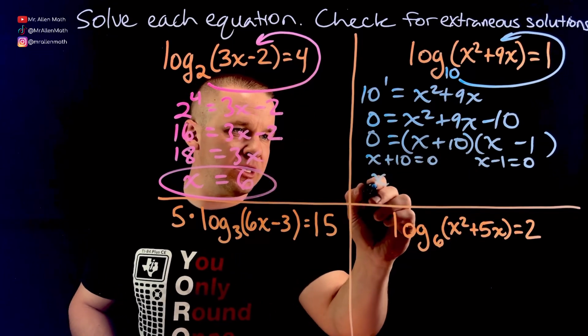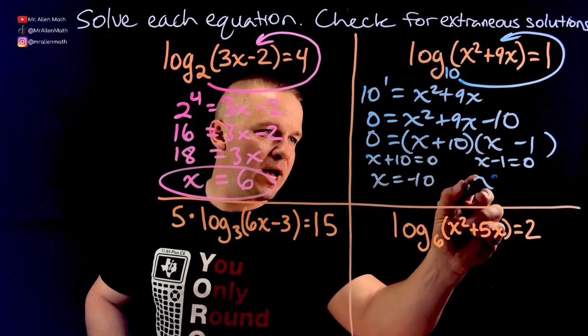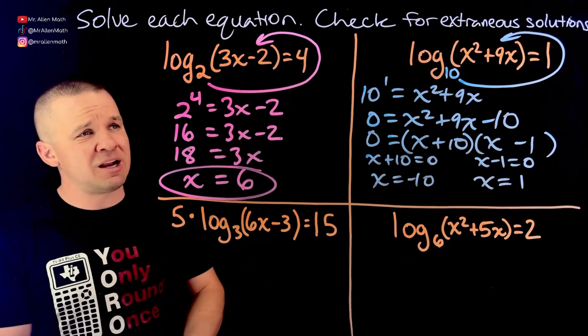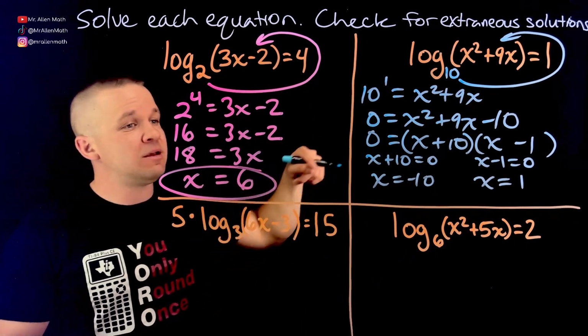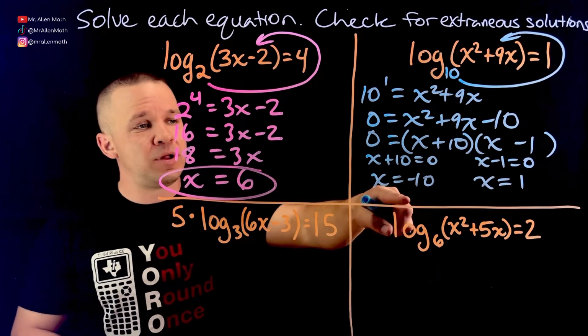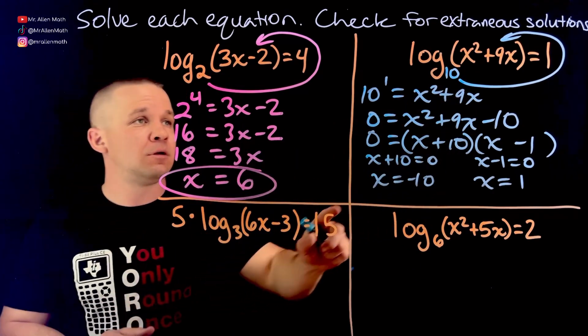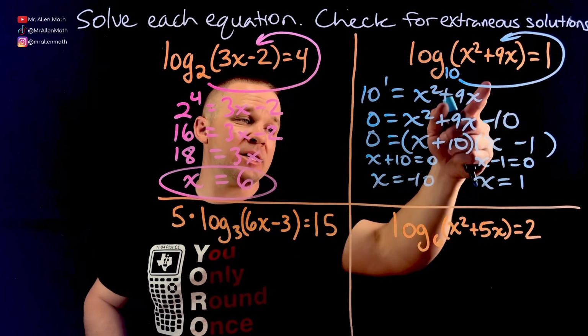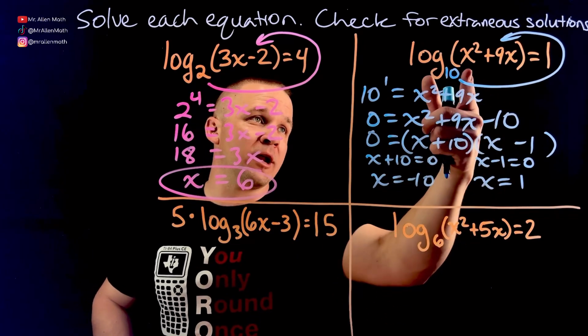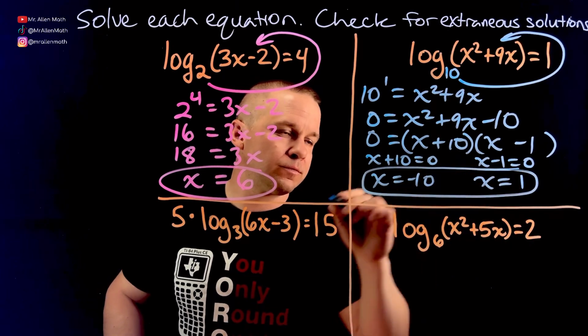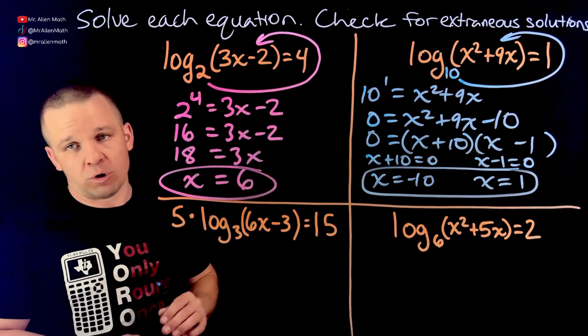which you may just be able to do in your head. You get x equals negative 10, x equals positive 1. Ooh, negative. Didn't I say something about negative? The argument can't be negative. If I plug negative 10 in, negative 10 squared is positive 100, minus 90, that's positive 10, so that's good. Plug 1 and I get 1 plus 9, that's 10. They both check out. Both solutions work.